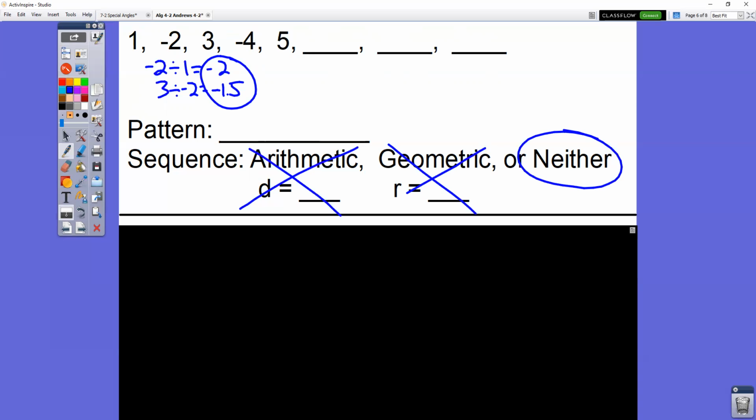The pattern is consecutive numbers with every other one being negative. So positive, negative, positive, negative, positive, negative, positive, negative. And we're just adding 1 each time. So 6, 7, 8. So for the pattern, I would just describe it as consecutive numbers, meaning that they're in a row, consecutive numbers with alternating negative signs.